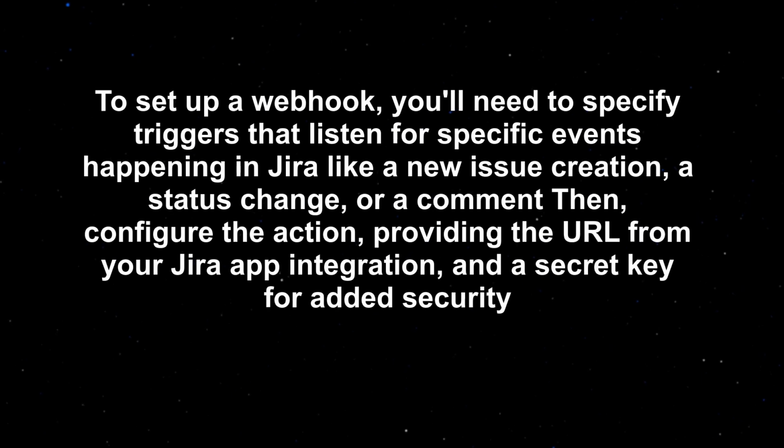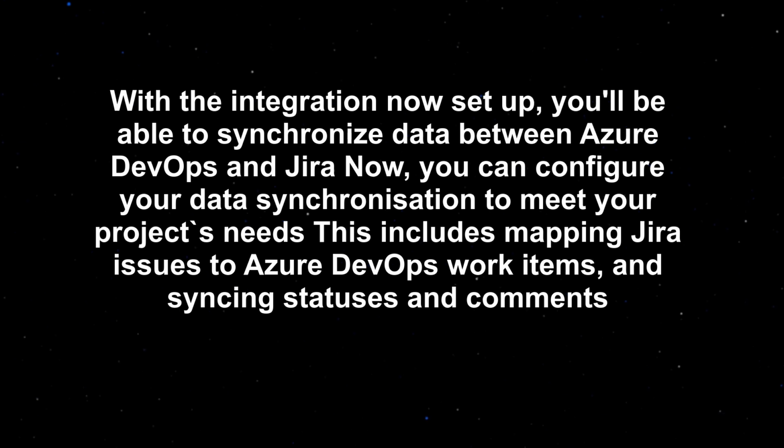To set up a webhook, you'll need to specify triggers that listen for specific events happening in Jira, like a new issue creation, a status change, or a comment. Then, configure the action, providing the URL from your Jira app integration and a secret key for added security. With the integration now set up, you'll be able to synchronize data between Azure DevOps and Jira.